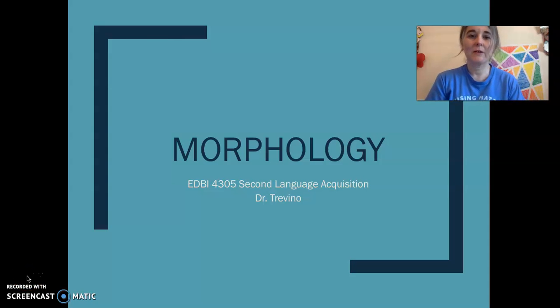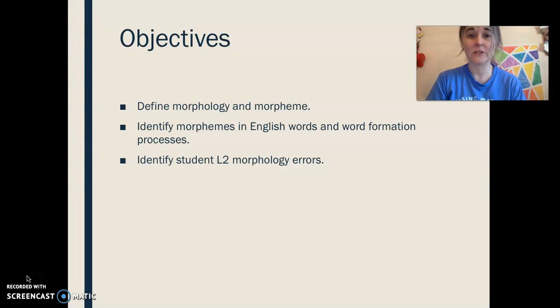Hi guys, let's talk about morphology. So morphology, as you have learned, is the structure of how words are formed in a specific language.